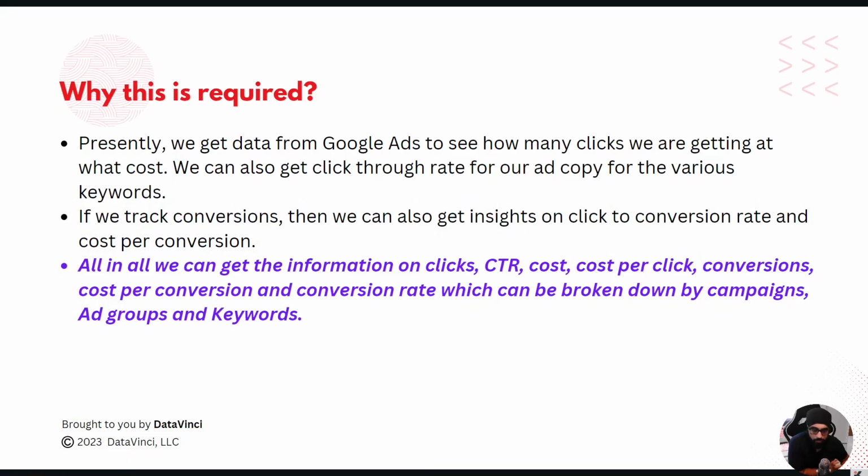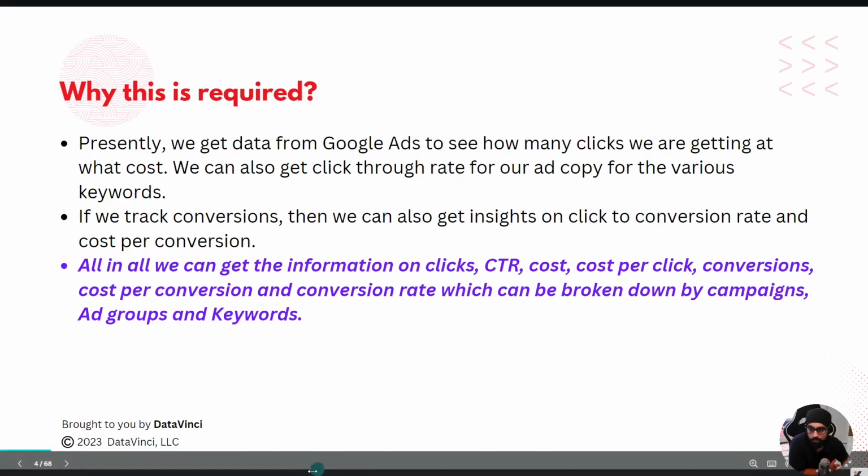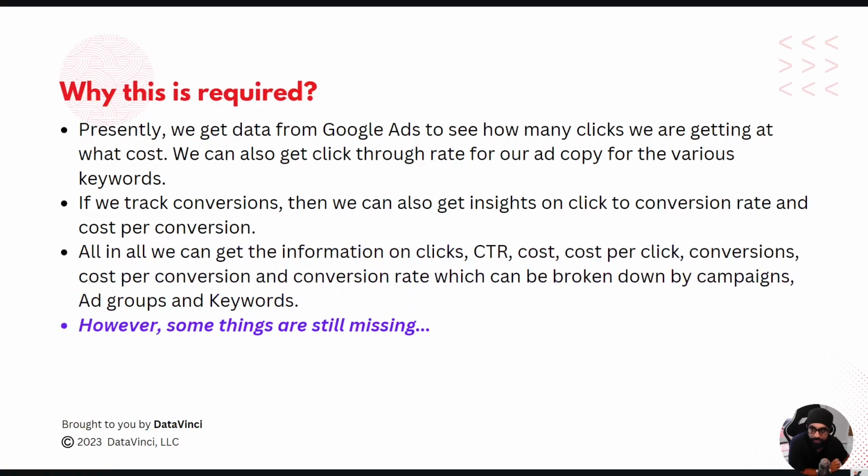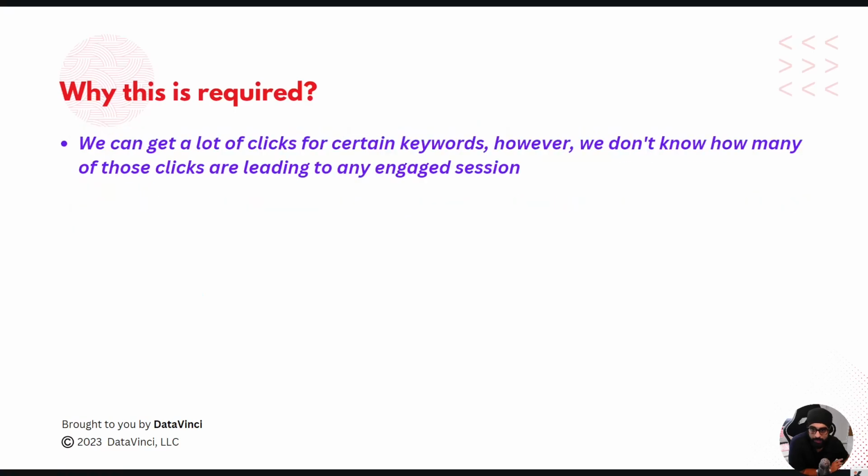And you can get all-in-all information on clicks, click-through rate, cost per click, conversions, and conversion rate. You can break it down by campaigns, ad groups, and keywords to see, if you only focus on these metrics, which keywords, campaigns, and ad groups are having the best clicks, where you are spending the most, and which are having the best cost per conversion, etc. So this level of analysis you can already do right now. However, there are some things that are still missing.